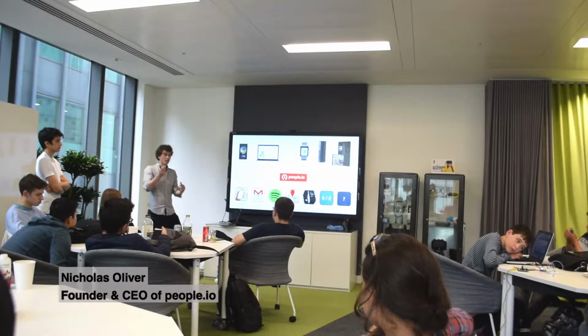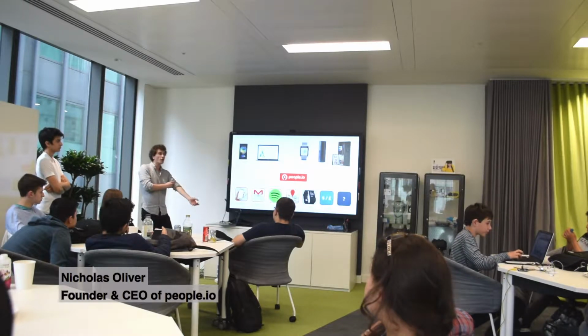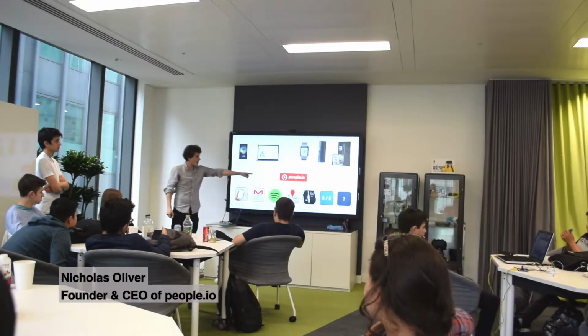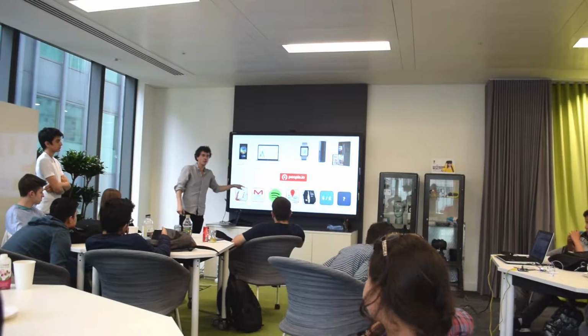So if you remember, we said a firewall for people. A firewall can only protect what it's in front of. And now, People.io starts to sit in front of this data.